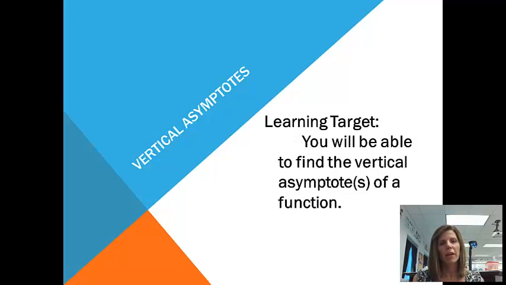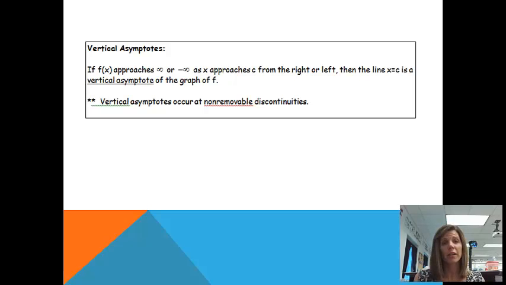As we have been finding limits of functions and graphing functions, we've often found that there's a vertical asymptote. Today we're specifically and more formally going to deal with vertical asymptotes. So at the end of this lesson, you'll be able to find the vertical asymptote or asymptotes of a function. What exactly is a vertical asymptote?